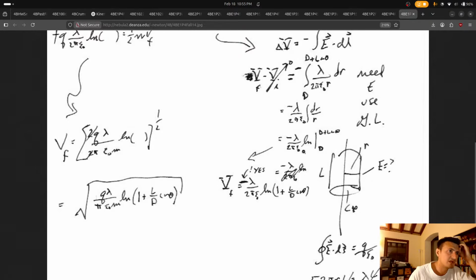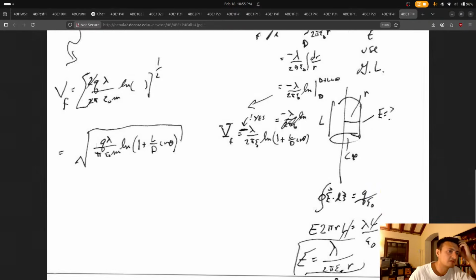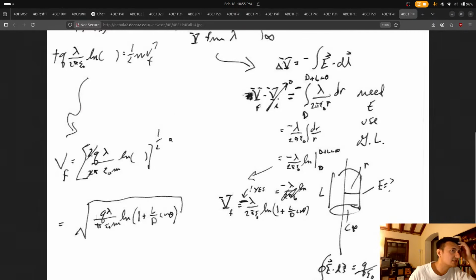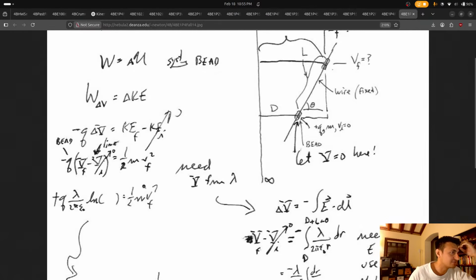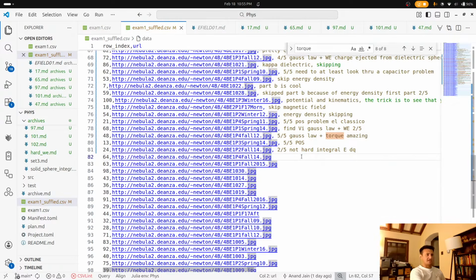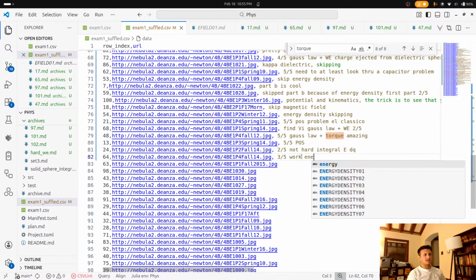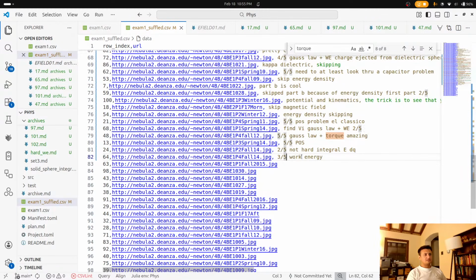It's 1 over r, right? Yeah, where's the Gauss's law? Here, yeah, 1 over r. That's what I thought. Okay, here's the integral stuff. And the end result is pretty nasty, but I think that this is like a 3 out of 5. 3 out of 5 work energy. Gauss's law plus work energy.